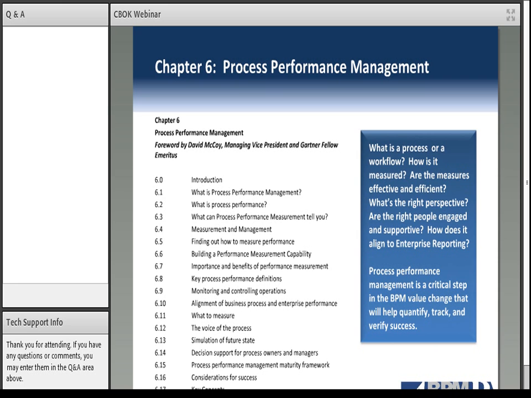You can see from here some of the key questions the chapter covers: what is process versus workflow? How is it measured?